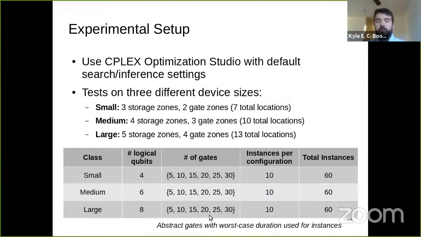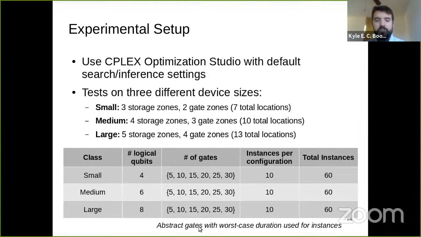In terms of our experimental setup, we use the CPLEX Optimization Studio, the CP Optimizer solver with default search and inference settings. And we perform tests on 3 different device sizes. So our small device has 3 storage zones, 2 gate zones, for 7 total locations. And then we have a medium device and a large device with 5 storage zones, 4 gate zones, and 13 total locations. And so this table here illustrates the instances we generate.